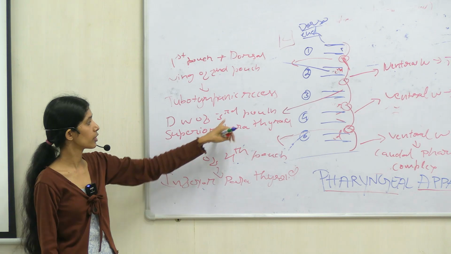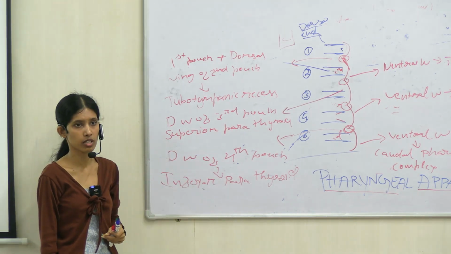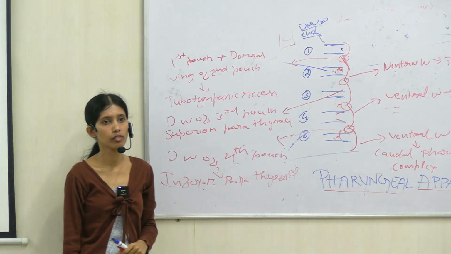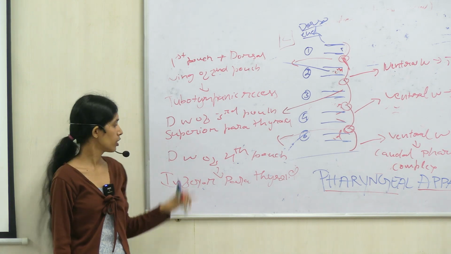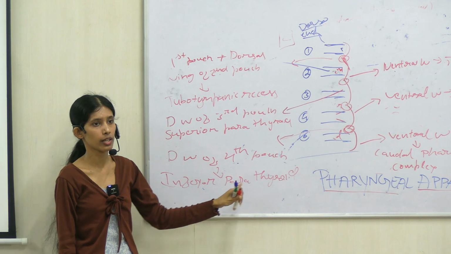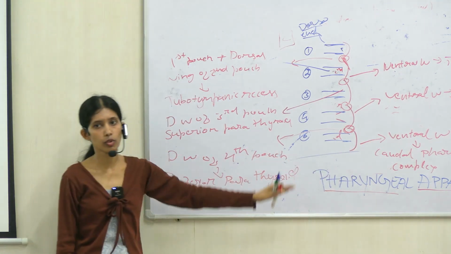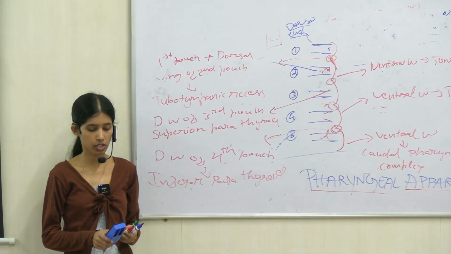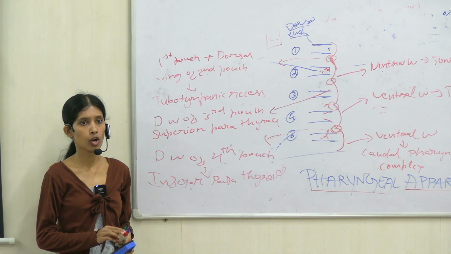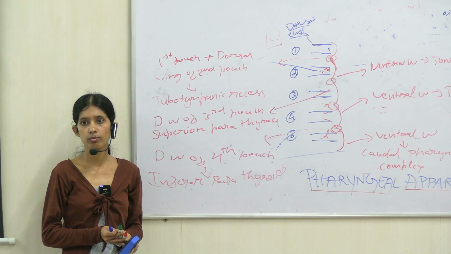And the dorsal wing of third pharyngeal pouch give rise to superior parathyroid structure. Ventral wing of third pharyngeal pouch give rise to thymus. Dorsal wing of fourth pharyngeal pouch give rise to inferior parathyroid, whereas the ventral wing of the fourth pharyngeal pouch give rise to a structure called caudal pharyngeal complex. Any doubts in this?